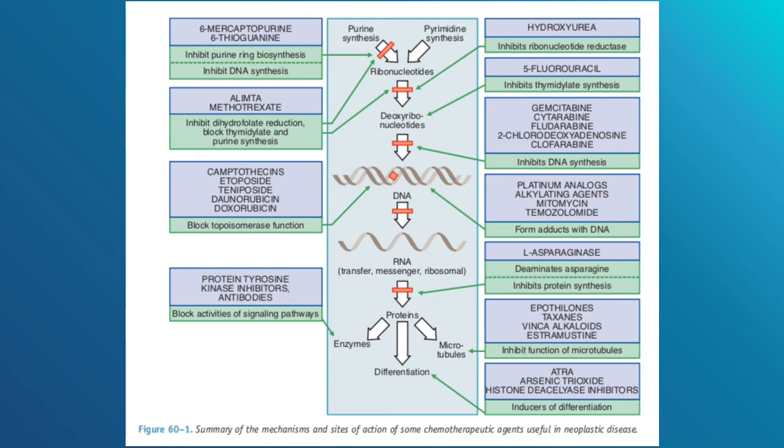Your camptothecins, etoposide, taniposide, daunorubicin, and doxorubicin block topoisomerase function. Your protein tyrosine kinase inhibitor antibodies block activities of signaling pathways. Your hydroxyurea inhibits ribonucleotide reductase. Your 5-fluorouracil inhibits thymidylate synthesis. Your gemcitabine, cytarabine, fludarabine inhibit DNA synthesis, while your platinum analogs and alkylating agents form adducts with the DNA. Your L-asparaginase deaminates asparagine and inhibits protein synthesis. Your taxanes, your vinca alkaloids, inhibit the function of microtubules, while your arsenic trioxide and histone deacetylase inhibitors induce differentiation.